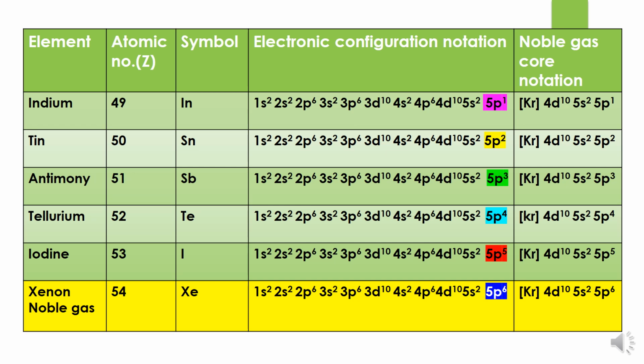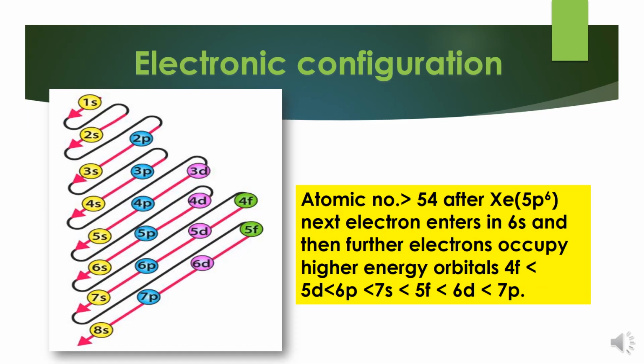Means the P subshell of the valence shell is getting completely filled in a particular noble gas. So now after xenon, at atomic numbers 55 and 56, 2 electrons enter which shell, which subshell? That is 6s, because according to the Aufbau diagram, the next higher energy level after 5p is 6s.